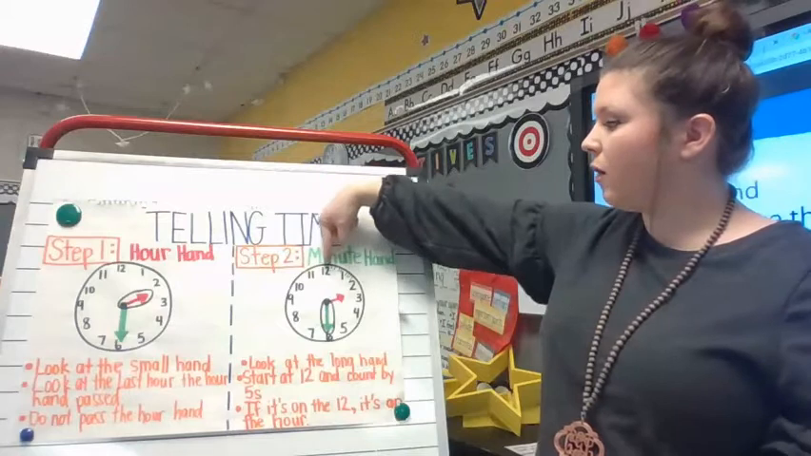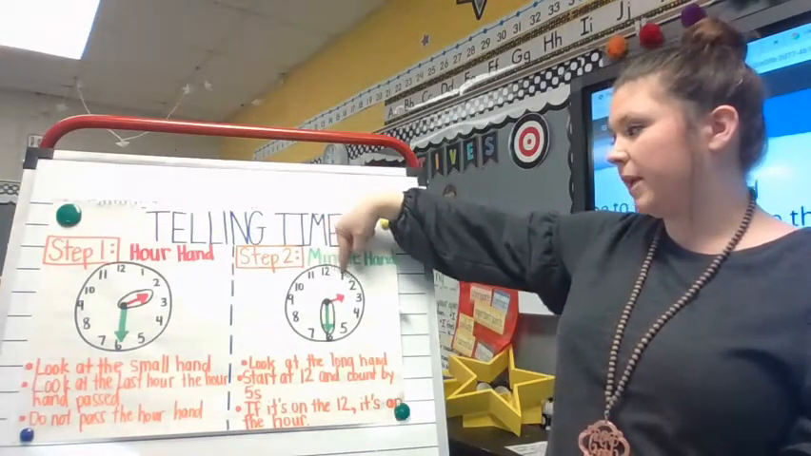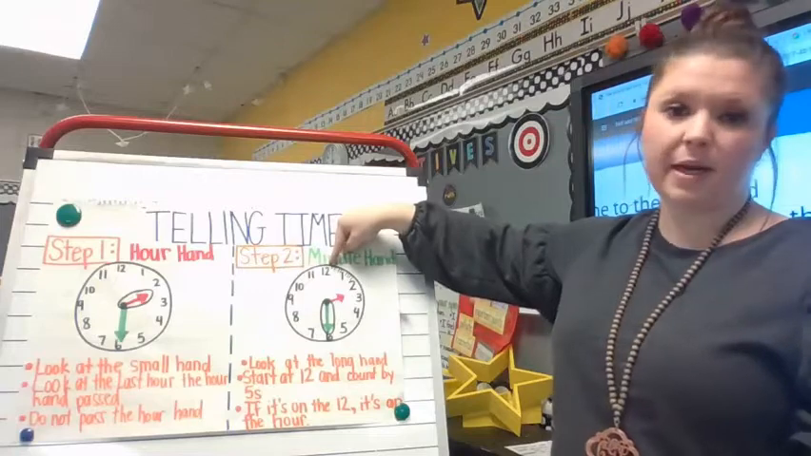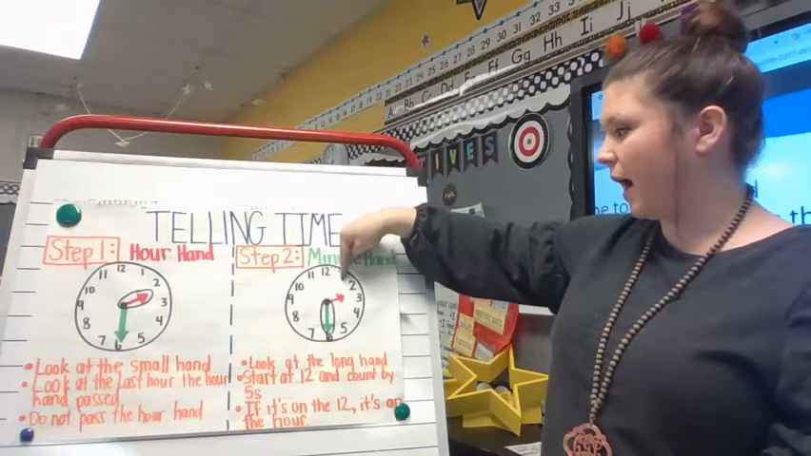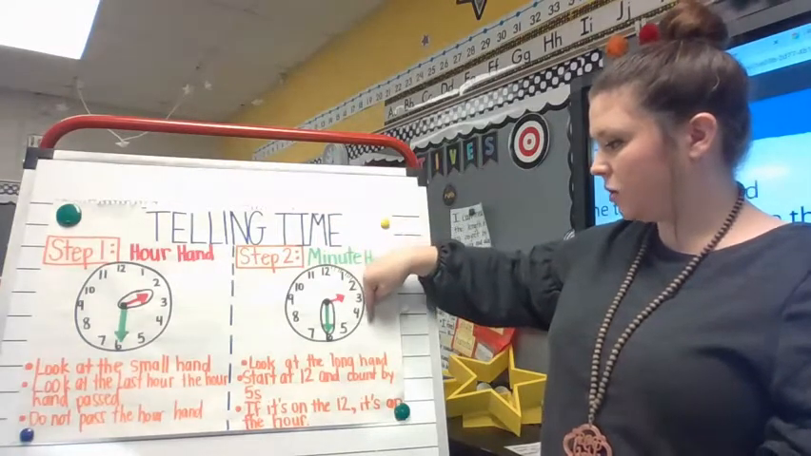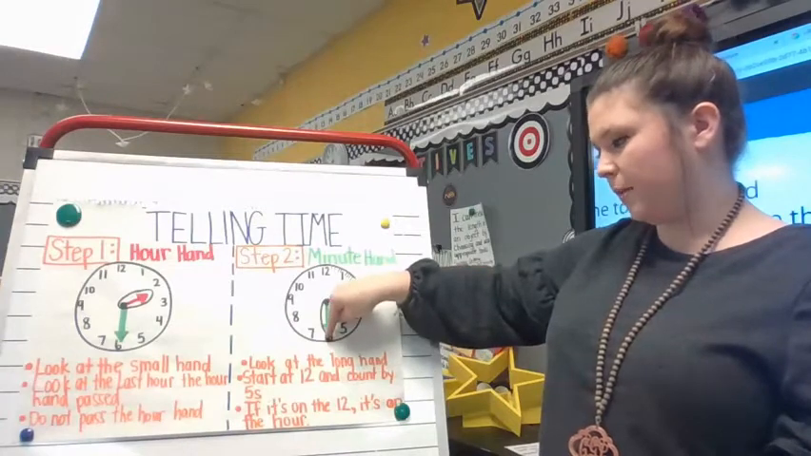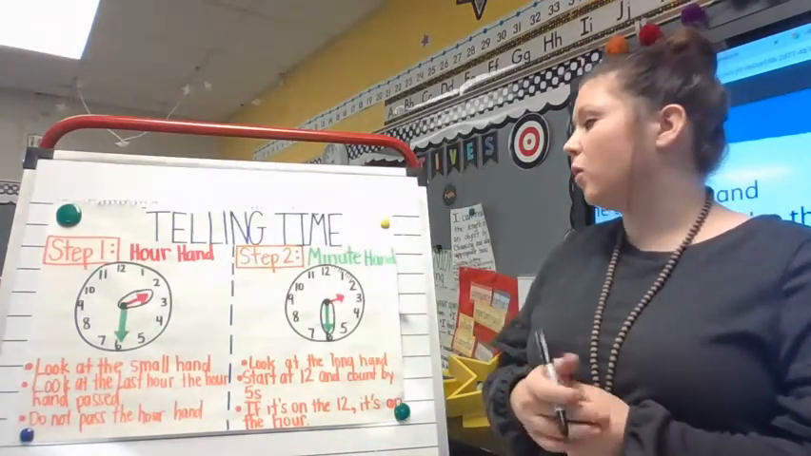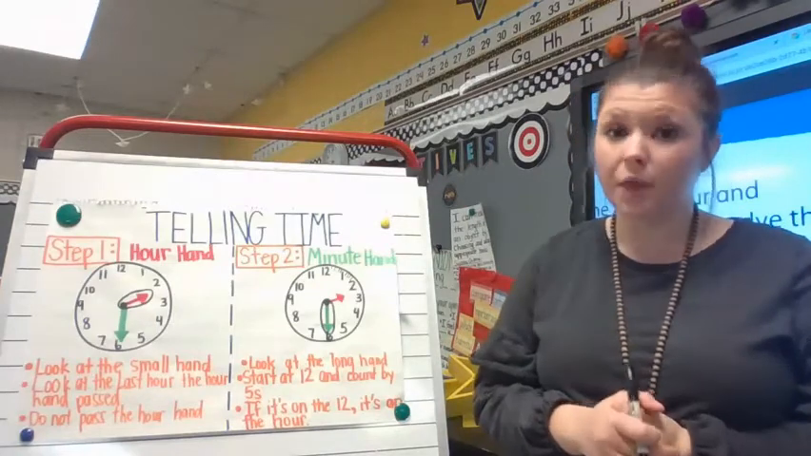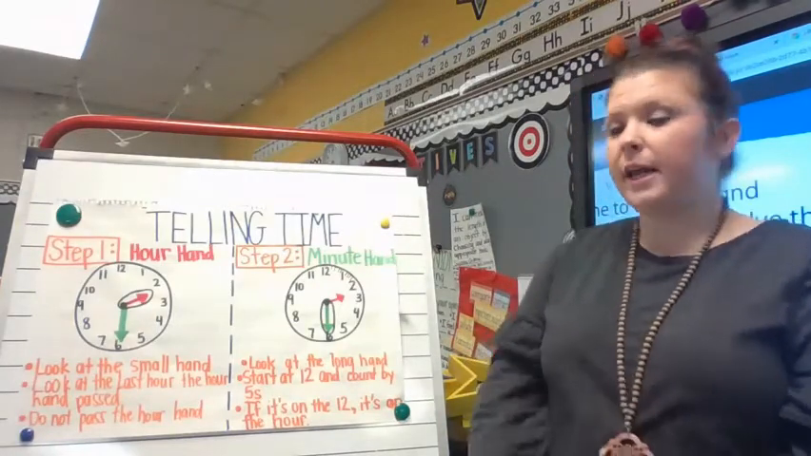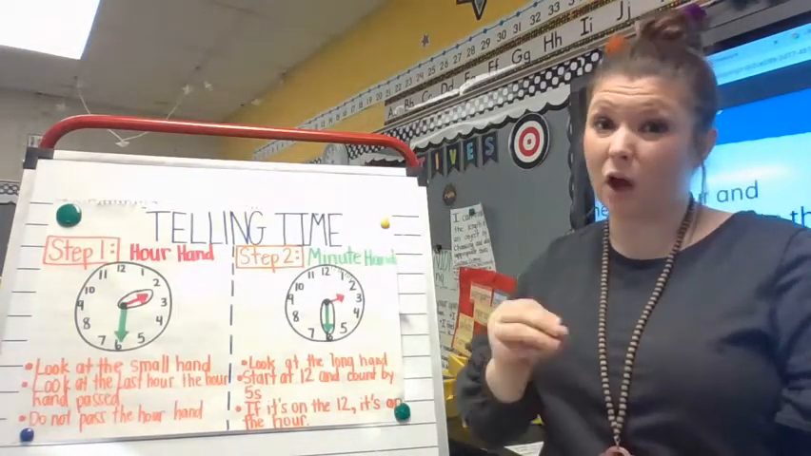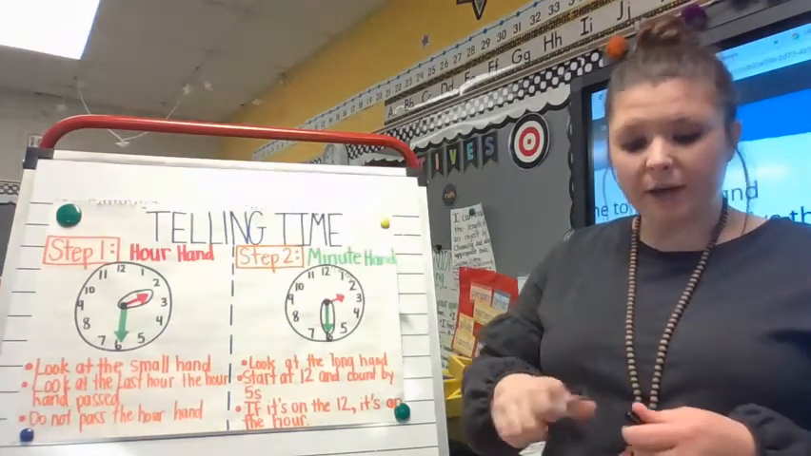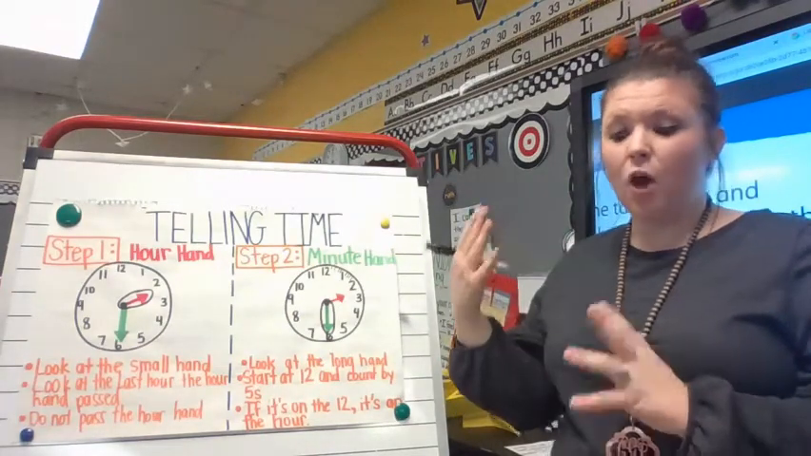So we're going to start at the 12 and count by 5s, because remember there are 5 minutes in between each number, and there are 60 minutes in a whole hour. So we start at the 12 and count by 5s: 5, 10, 15, 20, 25, 30. Okay, so the time shown on this clock is 2:30. If our minute hand is directly on the 12, that's when we read it's on the hour and we say o'clock. Okay?